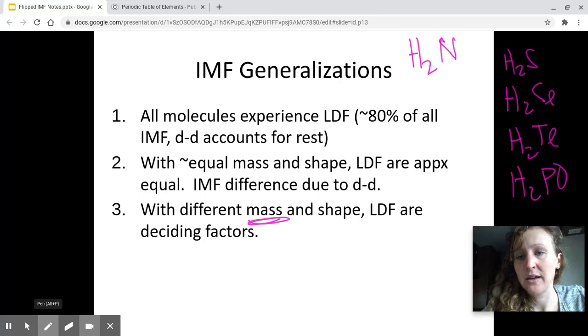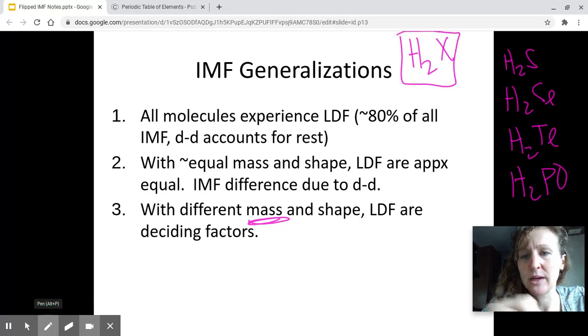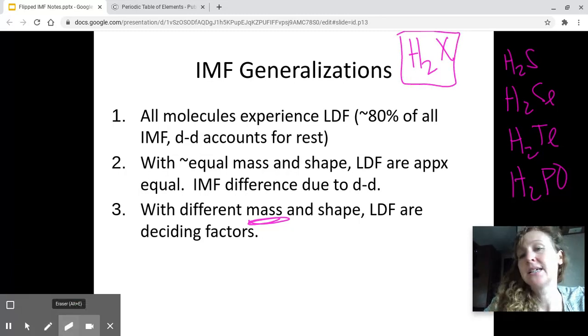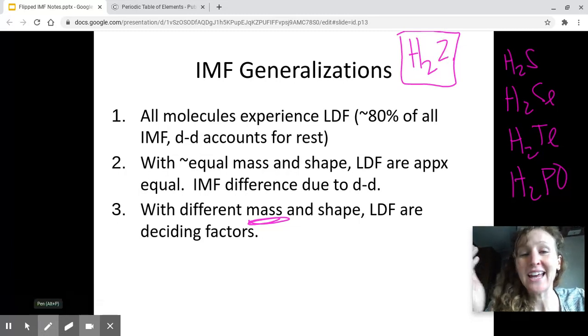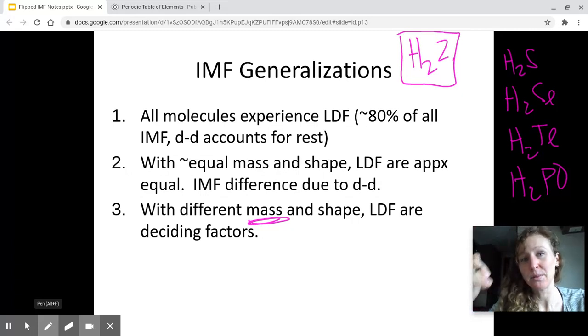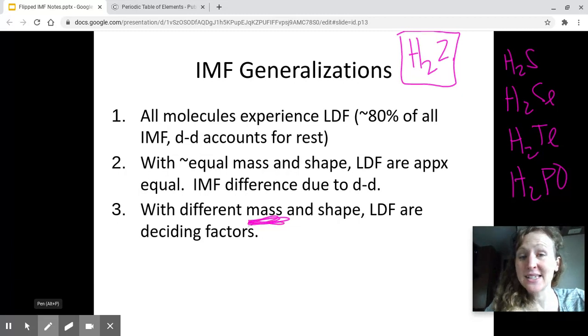I'll put an N. Oh no, N is nitrogen. I'll just put an X. Usually when you have an X, you're talking about a halogen, but I'll put a Z. There we go. Okay, notice that H2 is always the same in this compound, but the Z is different. The Z is one of the picks from the families. If this is the case, then your mass is going to make the difference.